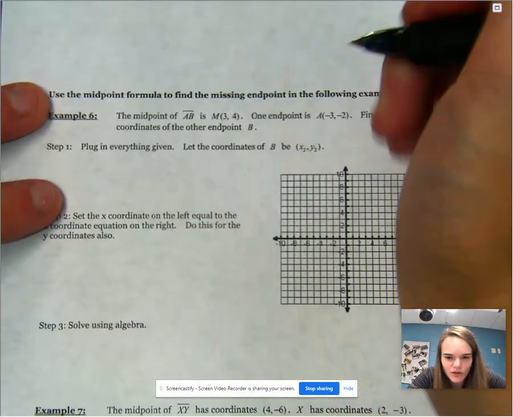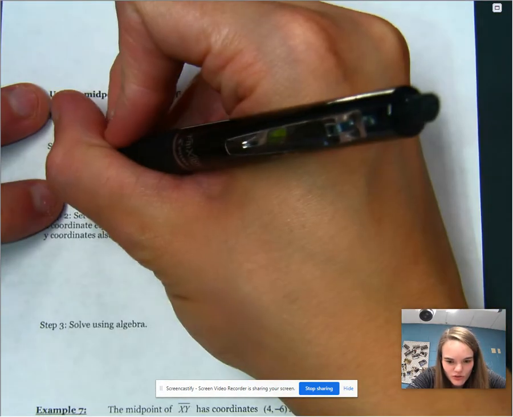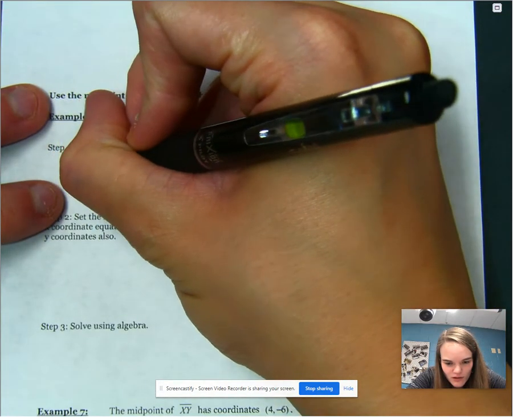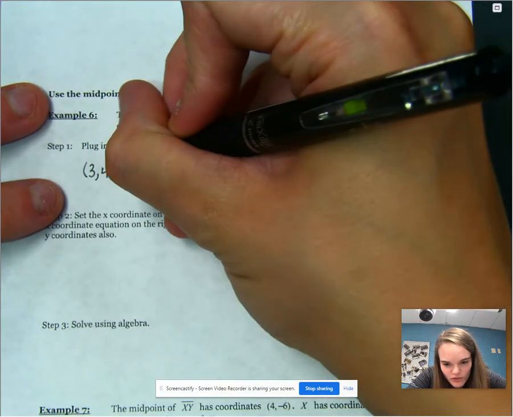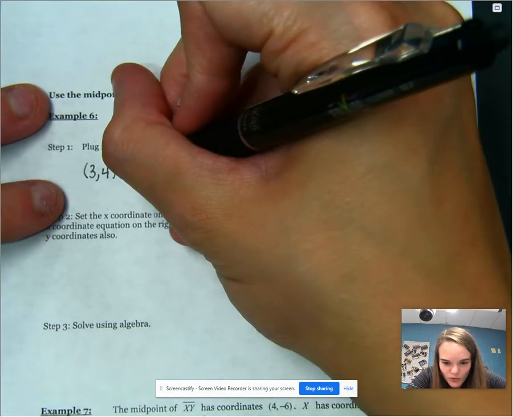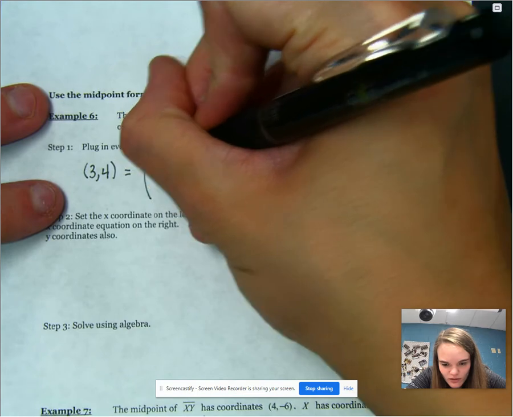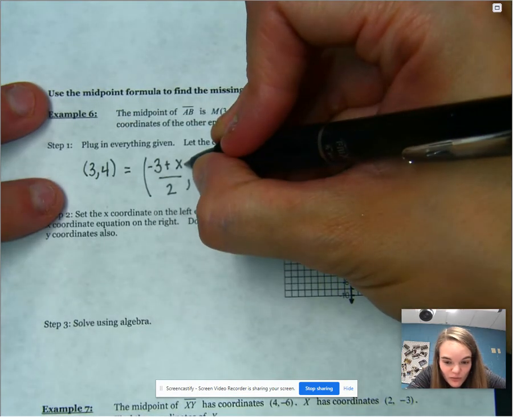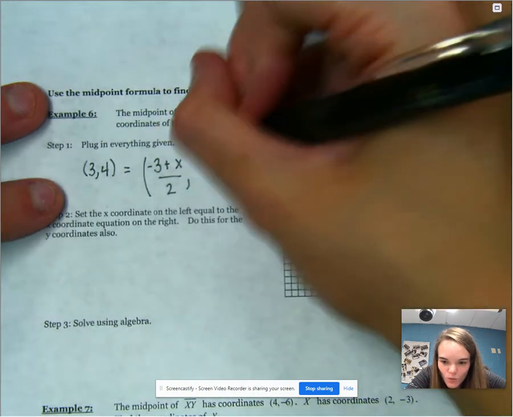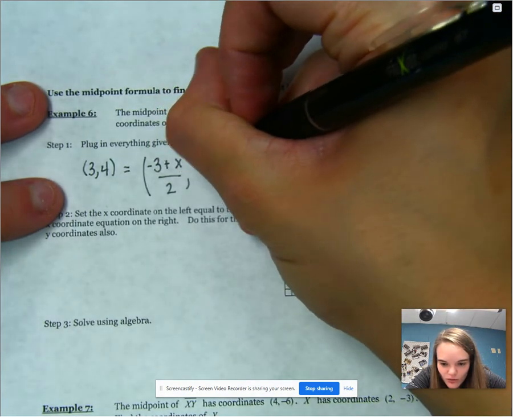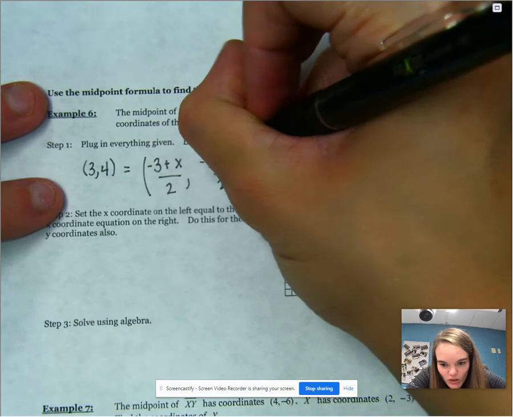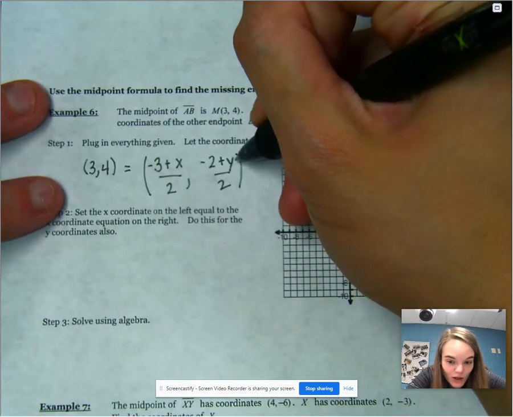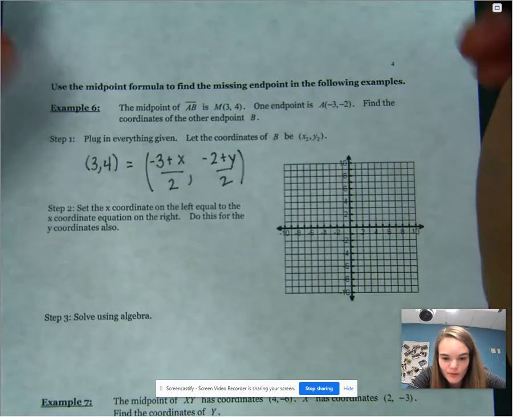So the formula, if you remember, is that the midpoint, which is 3, 4, equals x1, and we're using A as x1, over 2. We don't know what B is, so this is B. And y, negative 2 plus y over 2. We have no idea what B is, so x and y are B.